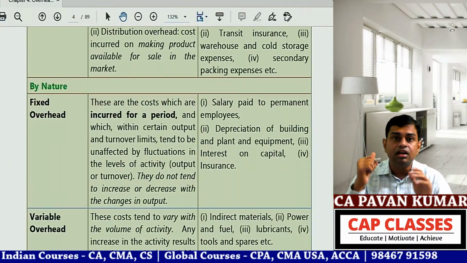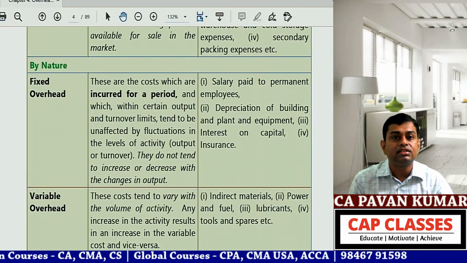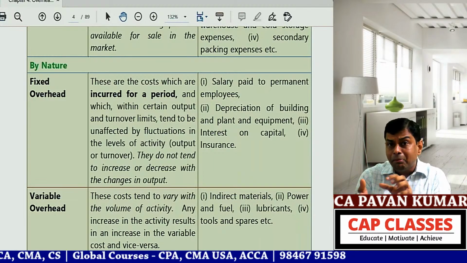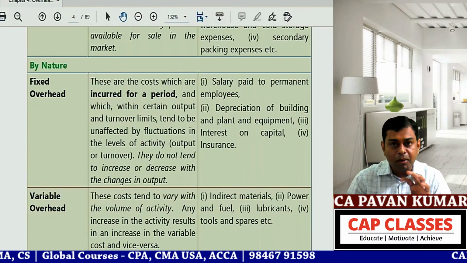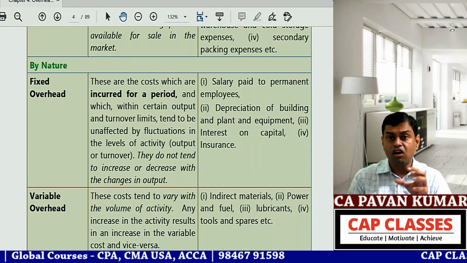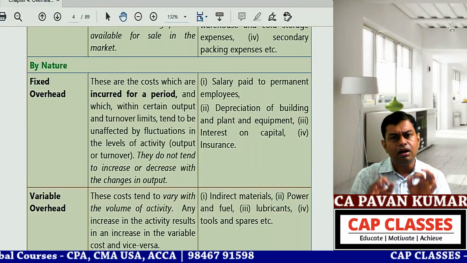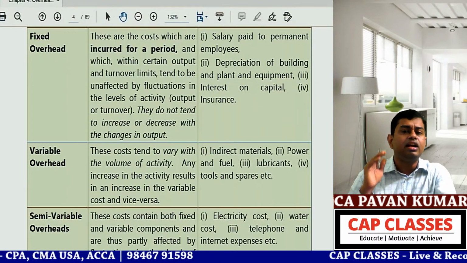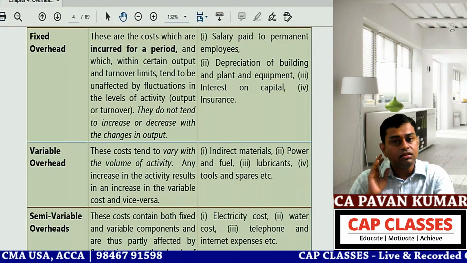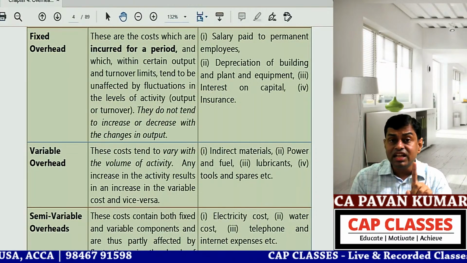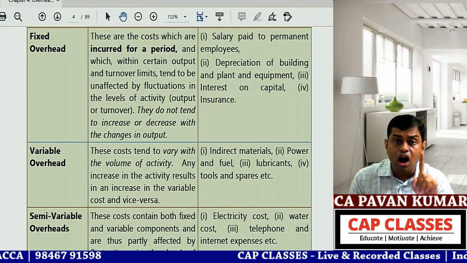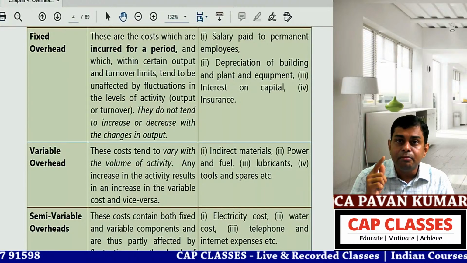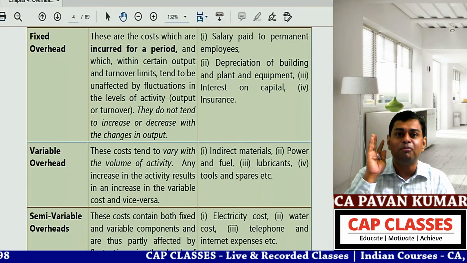Then by nature, fixed overheads: salaries paid to permanent staff. When you are paying salaries to permanent staff, you will pay on a per month basis, like a government job. Per month you need to pay this much. That is not linked with any of the parameters. It is per month basis. Then variable overheads. Depreciation calculated based on per annum is also fixed overhead. Now remember, depreciation calculated on WDV basis or SLM basis is fixed overhead. Depreciation calculated based on machine hour rate is variable overhead.